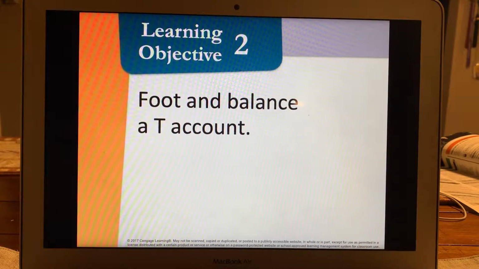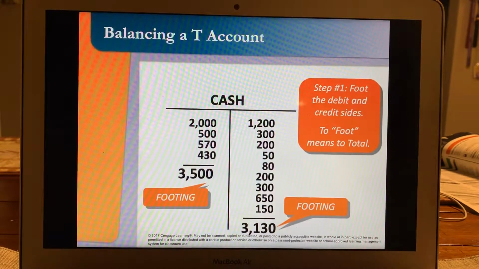Foot and balance a T account. This is learning objective 2. So I believe this is one of the homework questions. This is cash. This is number 1 step. Foot the debit and credit sides. To foot means total. So the footing of the debit side is $3,500. The footing, or total, on the credit side is $3,130.